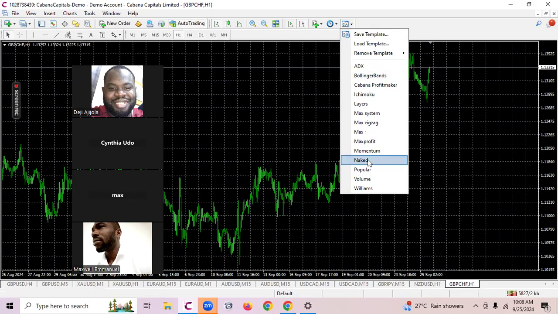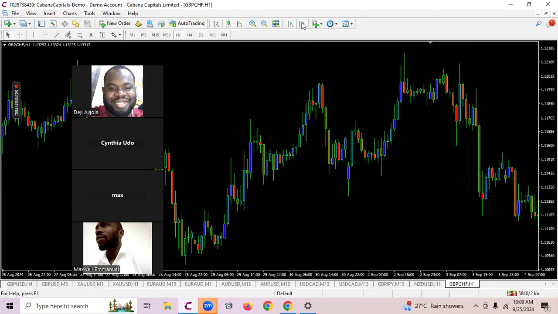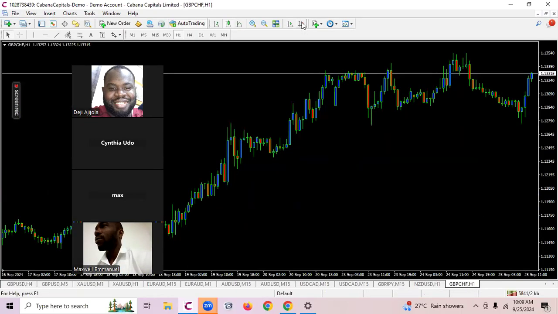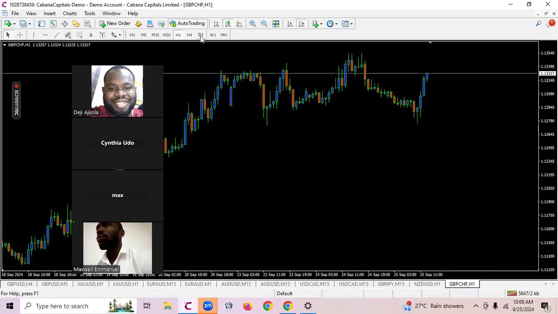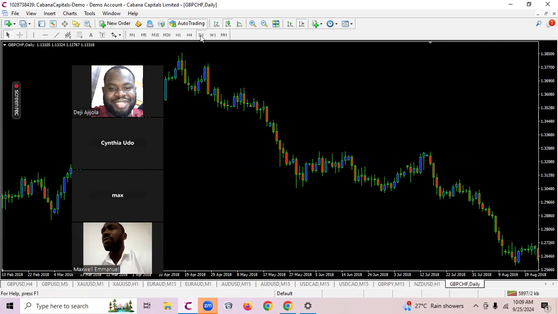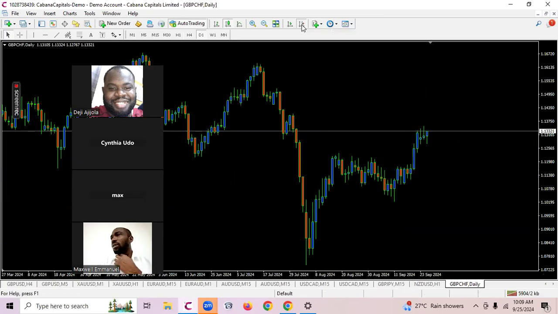GbpCHF. So first thing we need to identify is the candlestick pattern for yesterday market. How did yesterday candle close? That will determine the direction for today's market. Okay, let's see how yesterday candle closed. Yes, yesterday candle closed as a shooting star.